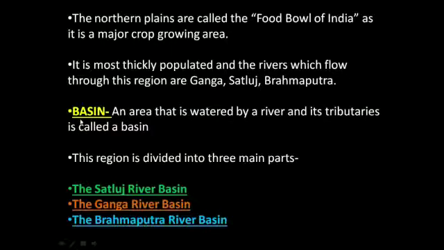Now we will see what a basin is. An area that is watered by a river and its tributaries is called a basin. The northern plains are divided into three main parts or basins. First, the Satluj River Basin. Second, the Ganga River Basin. And third, the Brahmaputra River Basin.